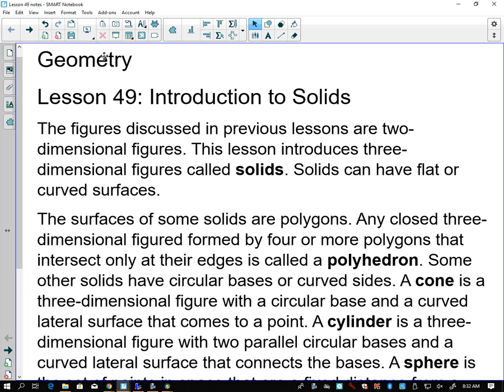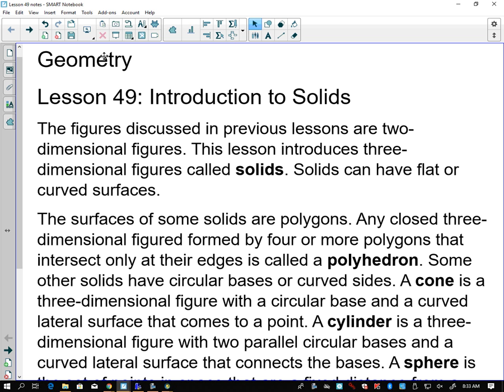All right. Geometry lesson 49, introduction to solids. The figures that have been discussed up till now have all been two-dimensional figures. It's really hard to manipulate or work with a two-dimensional figure, but they're really easy to draw pictures of. Now, three-dimensional solids are easier to handle and manipulate, as some of you are getting them handed around to you. You can hold them, look at them, mess with them, manipulate them, do what you want, but they're a little bit harder to draw.